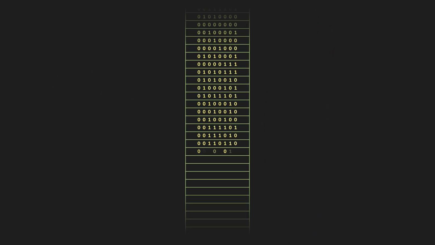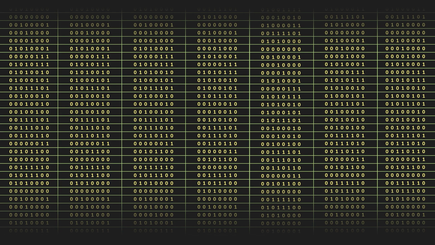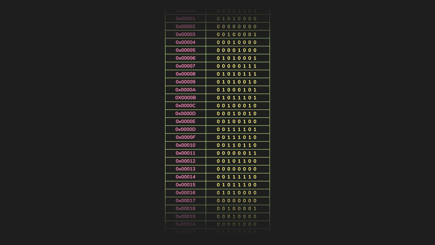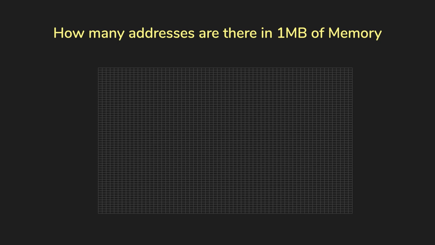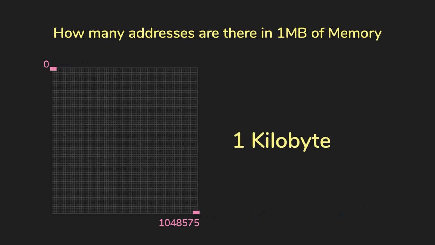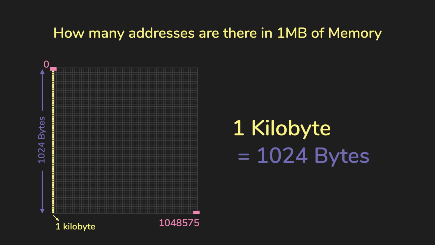Each byte has to be somewhere in memory, aka it has a position in memory. And that position has an address. And to access that byte, we need that address. For example, if you have 1 megabyte of memory, the address of the first byte is 0, and the last address is 1,048,575. So for reference, 1 kilobyte is 1,024 bytes.